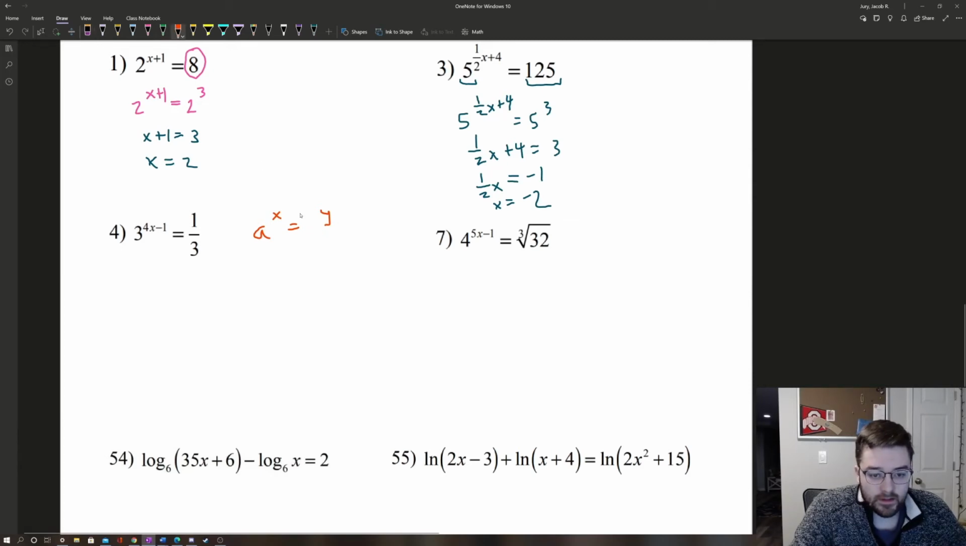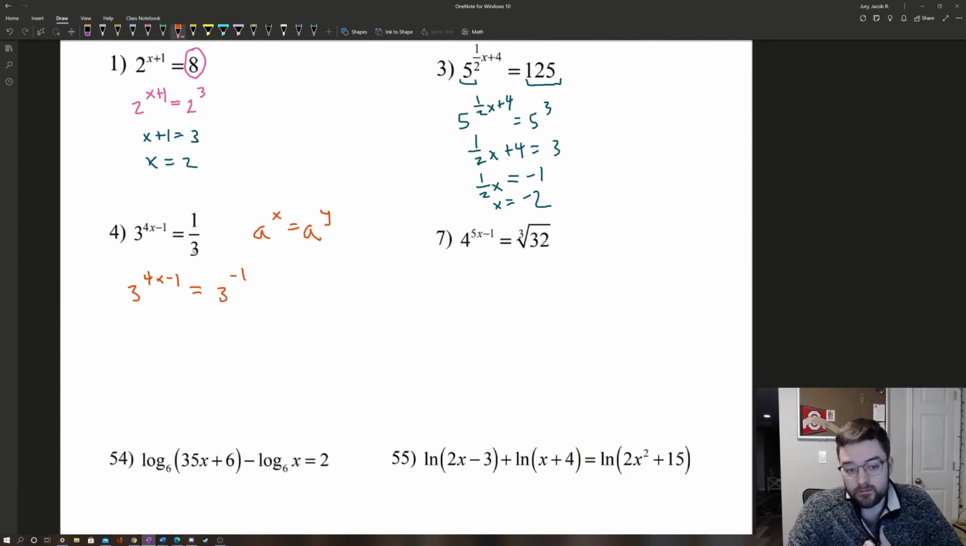So if we want a to the x equals a to the y, then we need to move this 3 to the numerator. So we need 3 to the -1, because that's what 3 looks like if it were in the denominator, but represented with an exponent, making it in the numerator. So I've got 4x minus 1 equals -1, and I'm going to have x equals 0, because I add 1 to this side, and yeah, there you have it.